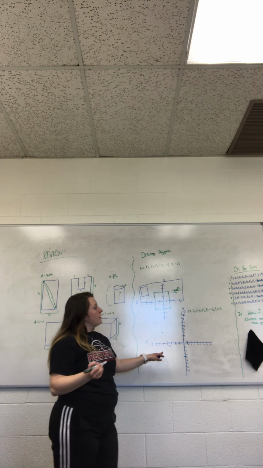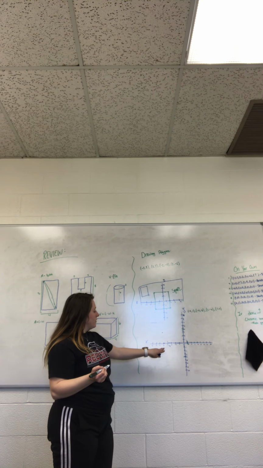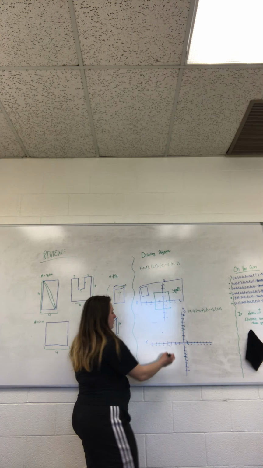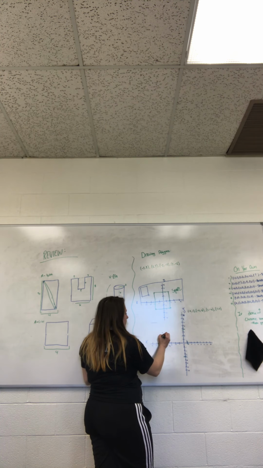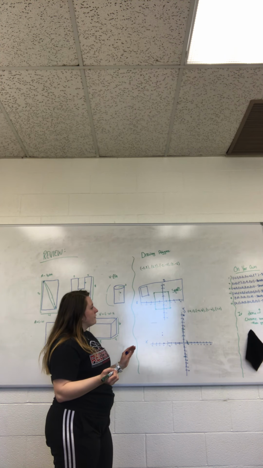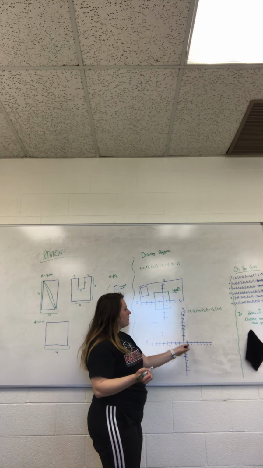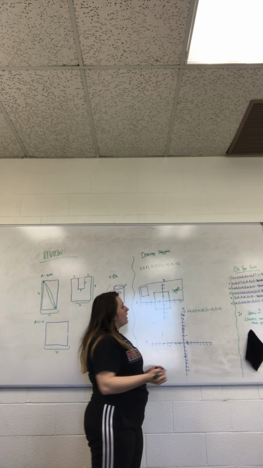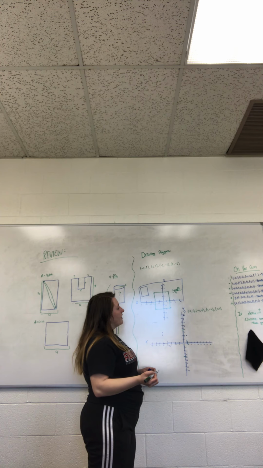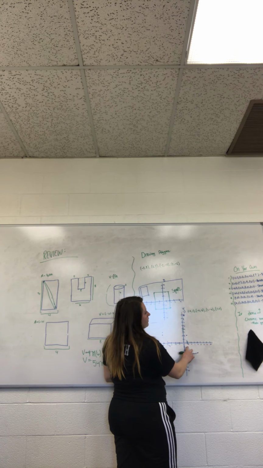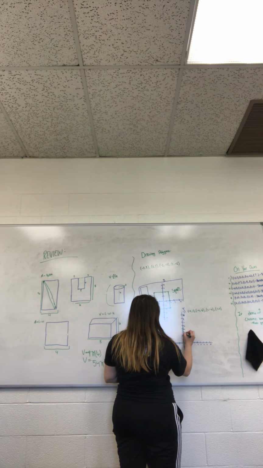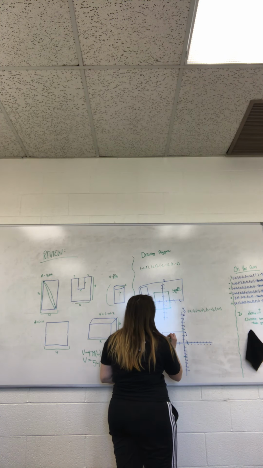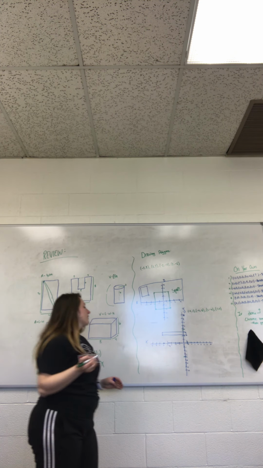Should be right there. -5, 2, which will be right here. And then we have 1, up how many? 2. And then our last one is 1 again, up 3. We connect these, connect our points. And what shape is this?